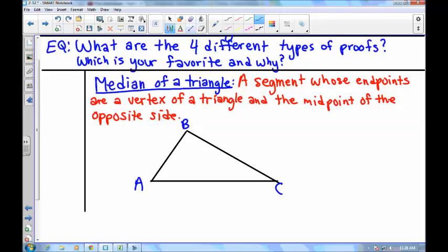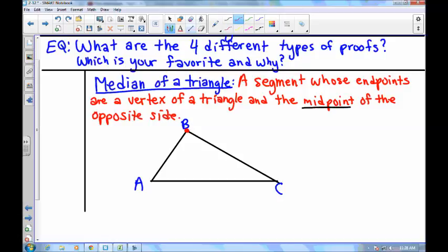Say we were to drop a median from vertex B. Michael, do you have paper? You should be writing on the paper, not the clay, or whatever that is. If we were to drop a median from vertex B, it needs to extend to the opposite side and intersect at the midpoint of the opposite side.